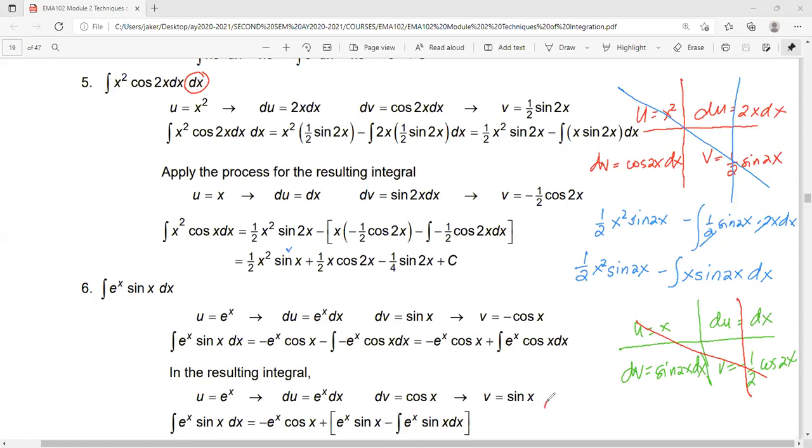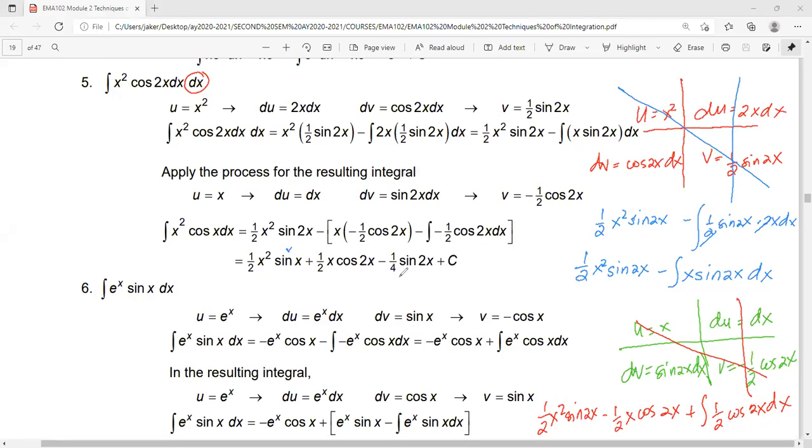So you will have 1/2 x squared sine of 2x. This one, it's minus, right? So minus 1/2 x cosine of 2x minus the integral of v du, that makes it plus the integral of v du, which is 1/2 cosine of 2x dx. Because the answer of this is another uv minus v du, the minus in the second term, negative of that makes it positive. So you just have to process the integral of this.